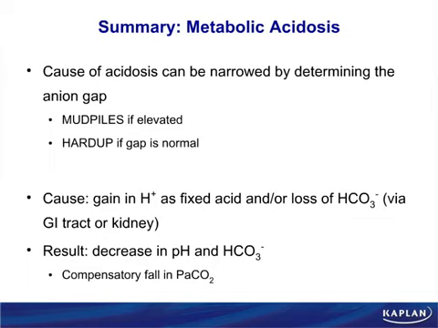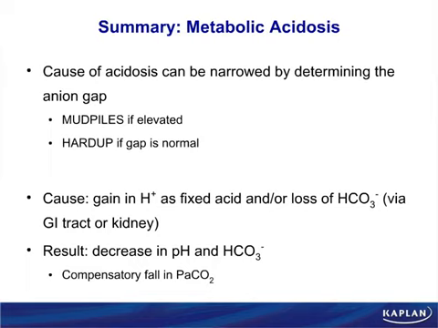All right, how do we get a metabolic acidosis? We gain acid. We could eat it or drink it, or the body can generate it, or the kidney just can't get rid of it, like in kidney failure. Or we could lose bicarb with carbonic anhydrase inhibitors, RTA, proximal RTA, diarrhea. Notice that all of those ones where we lose bicarb are hard up. That's a normal anion gap. Whereas when we gain a fixed acid, then that's a mud pile.